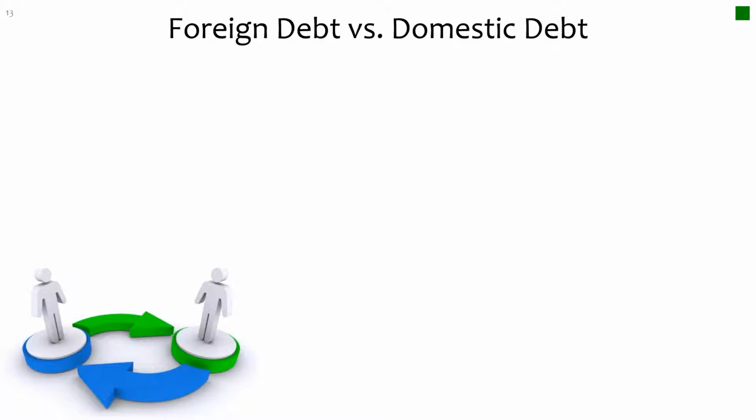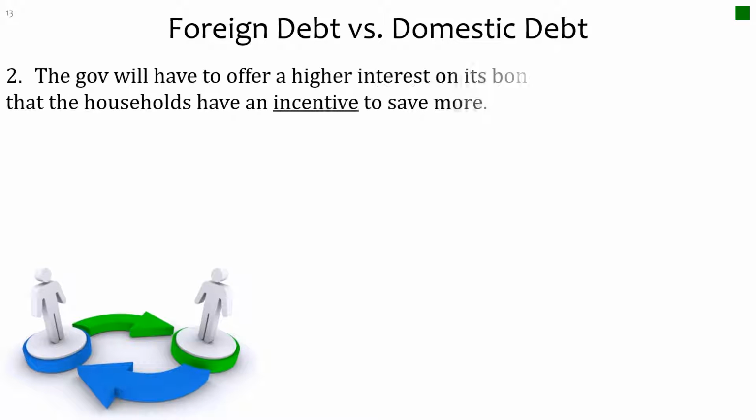The first solution that we looked at was really only a change of the owner, but it doesn't change our economy as a whole. It doesn't affect our GDP. It just makes the government debt be replaced by the private debt, or vice versa. The second solution is, if the government has to offer a higher interest rate on its bonds, then the households have an incentive to save more. So the idea is that the households can save more instead of selling off their private debt. Is that going to be a good idea?